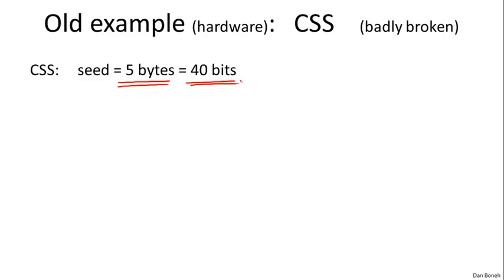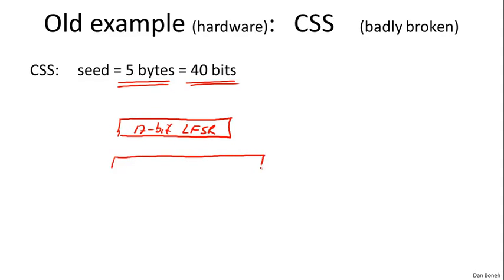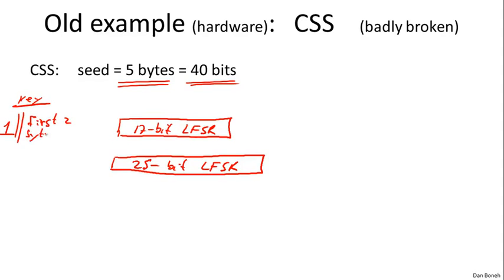So their design works as follows. Basically, CSS uses 2 LFSRs. One is a 17-bit LFSR. In other words, the register contains 17 bits. And the other one is a 25-bit LFSR, a little bit longer. The way these LFSRs are seeded is as follows. The key for the encryption basically looks as follows. You start off with a 1, and you concatenate to it the first 2 bytes of the key. And that's the initial state of the LFSR.